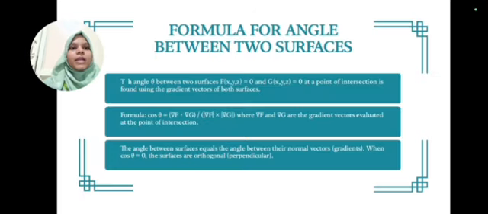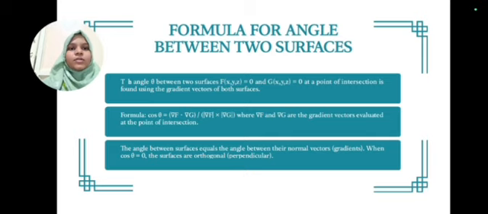Formula for angle between two surfaces. The angle theta between two surfaces, capital F of x, y, z and capital G of x, y, z equal to 0, at a point of intersection is found using the gradient vectors of both surfaces.